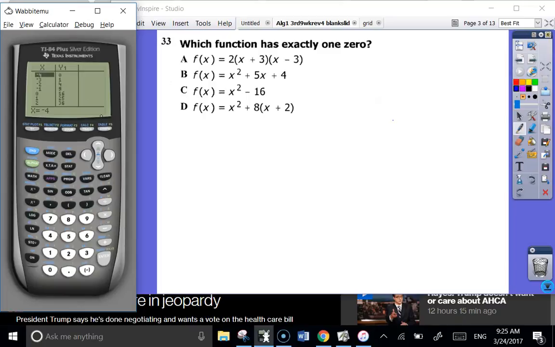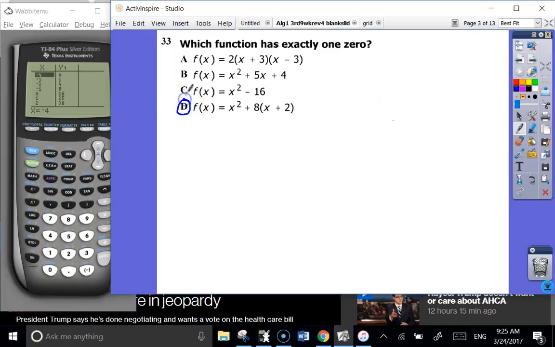Again, what are you looking for to find the x-intercept? Looking for those points where y equals 0. So the answer is D. In the end, the answer is D. You could have done this problem without graphing, but graphing will definitely work. Don't make it harder on yourself.